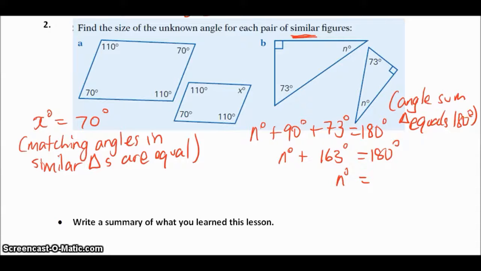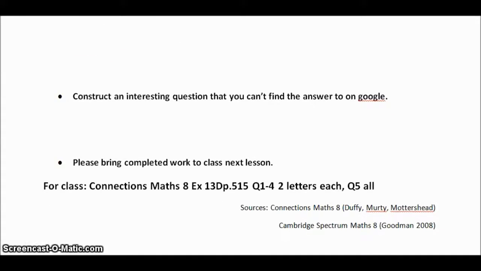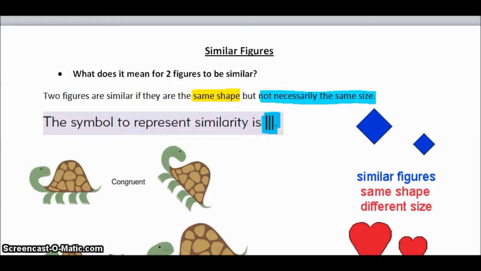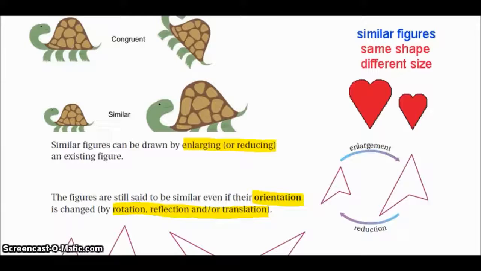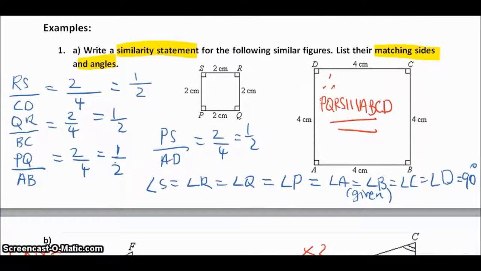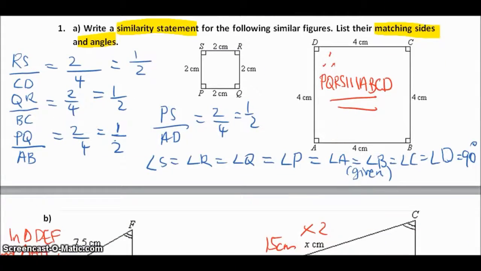Okay, write a summary of what you learned this lesson, any questions you have, and make up one of your own questions. Okay, bring your booklet with you to class, and today we've learnt about similar figures and what it means for two things to be similar. For two things to be similar, it means they have the same shape but not necessarily the same size. It also usually means that their sides are in the same ratio and their matching angles are equal.